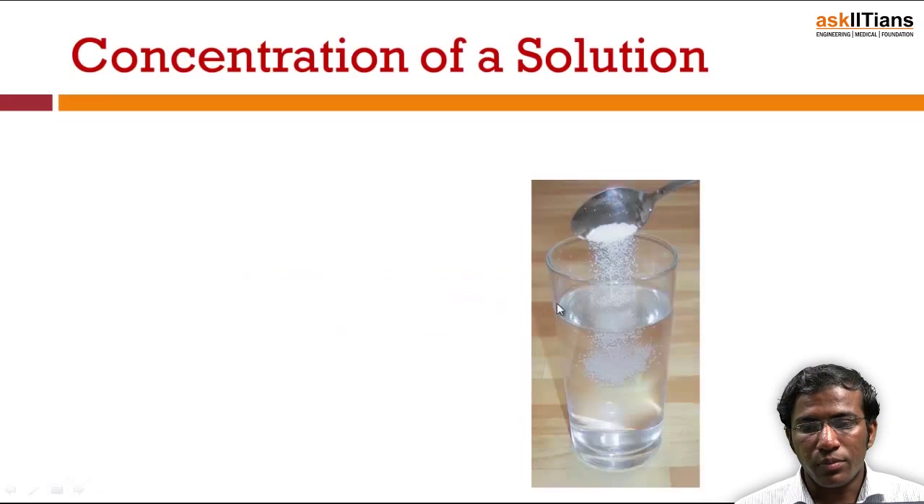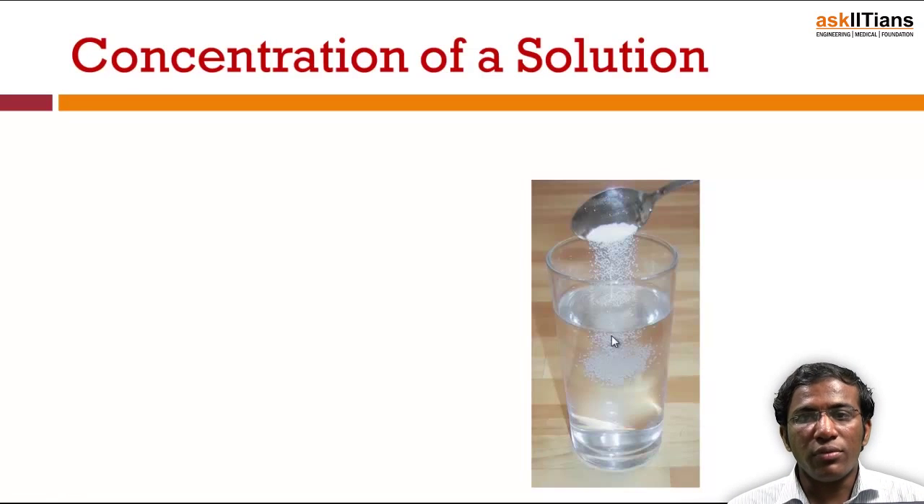Concentration of a solution. In this picture you will see I have taken water, that is the solvent, and this is salt that is added to this water. After addition, if you mix, you will get a homogeneous mixture. So this homogeneous mixture is actually a solution. A solution is a homogeneous mixture of 2 or more than 2 components.